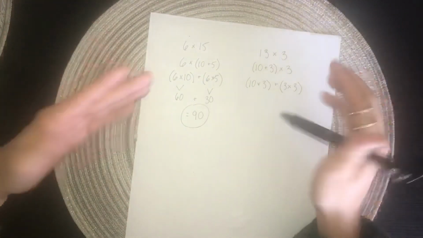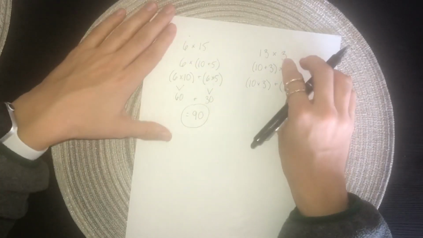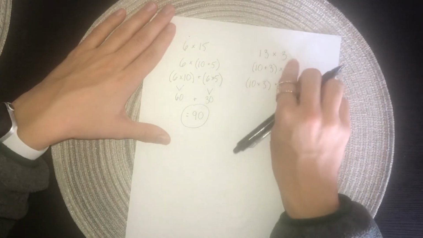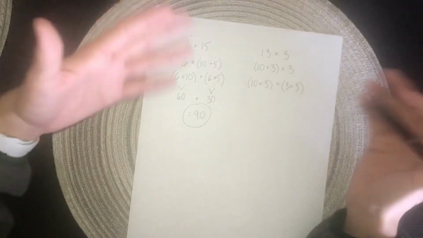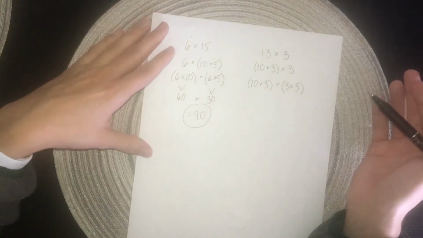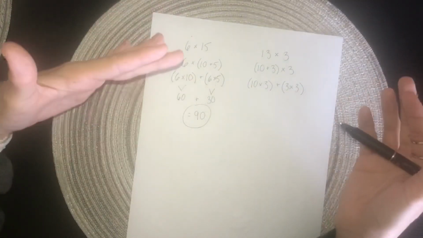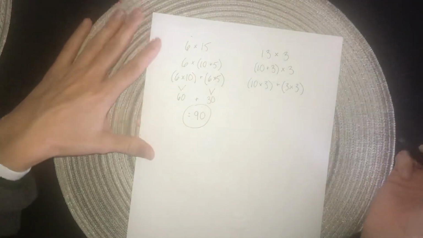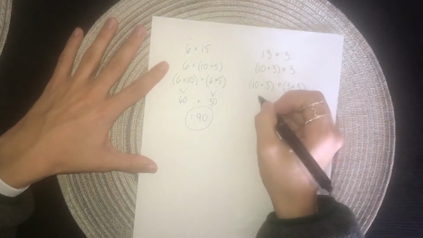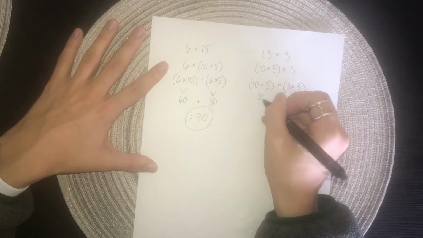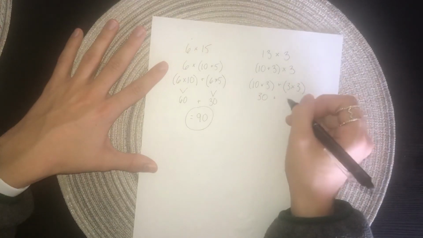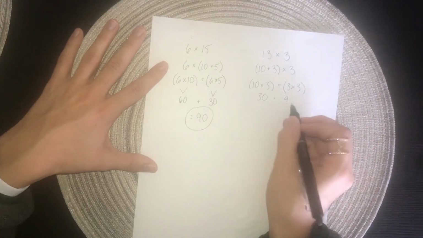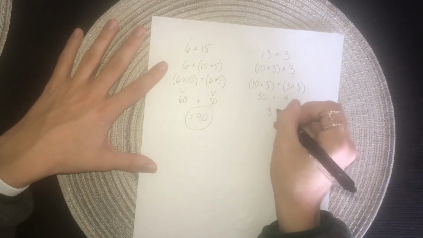If you're more comfortable with switching those two numbers so that the single number is over here and then the number that you're breaking apart is over here, that's fine, because that's commutative property. So you can go ahead and flip-flop those if you would like. That's the great part about multiplication. But we'll keep working through. So 10 times 3 is 30, plus 3 times 3 is 9. Therefore 30 plus 9 is 39.